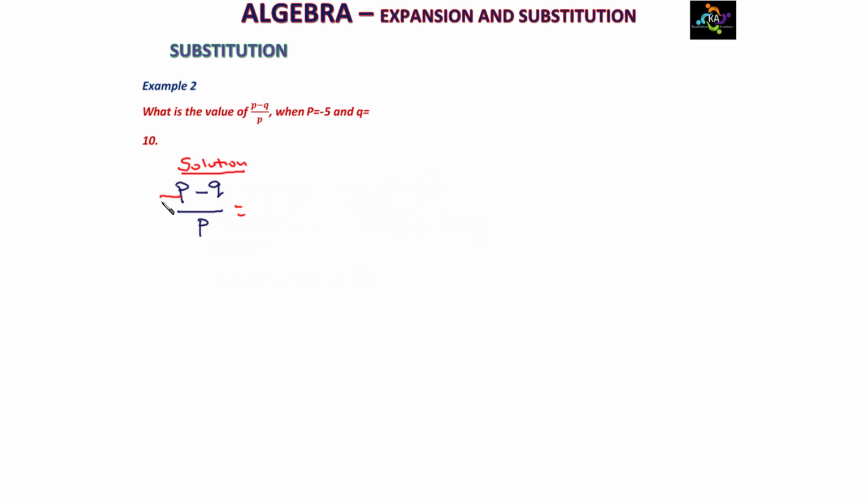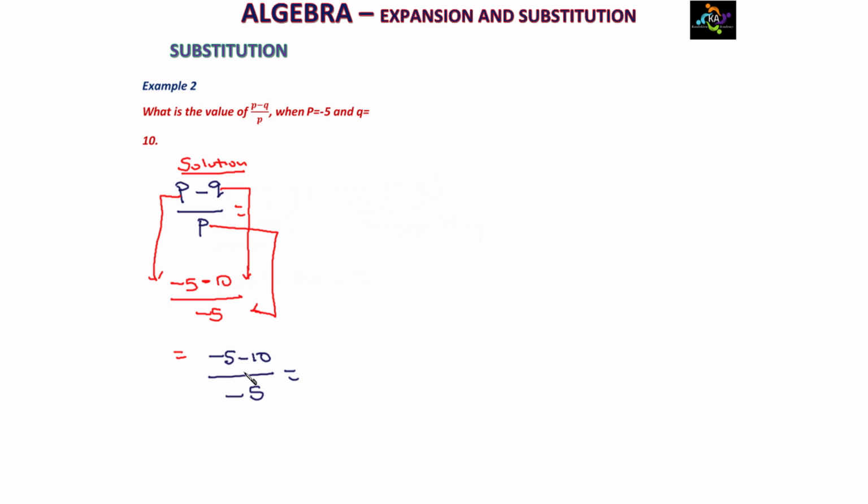Now what will the value become? This will be minus 5, minus our q, which is 10, over what will be our p here? Our p will be minus 5. Now from this, you can summarize: we have minus 5 minus 10 over minus 5. Now minus 5 minus 10 is equal to minus 15, over minus 5.